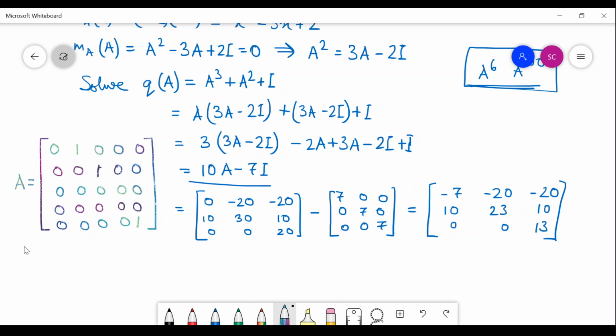So what are you required to find out? You are required to find out the characteristic polynomial, the algebraic multiplicity of the eigenvalues, the geometric multiplicity of the eigenvalues, and the minimal polynomial. So these four things you can try to work out for this matrix.